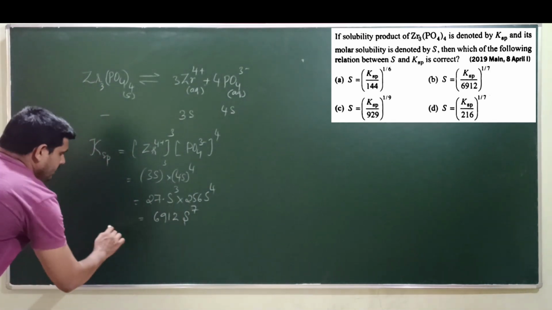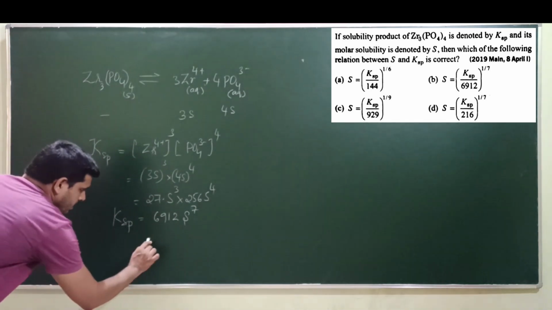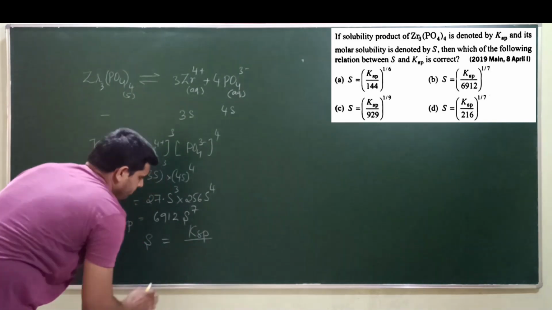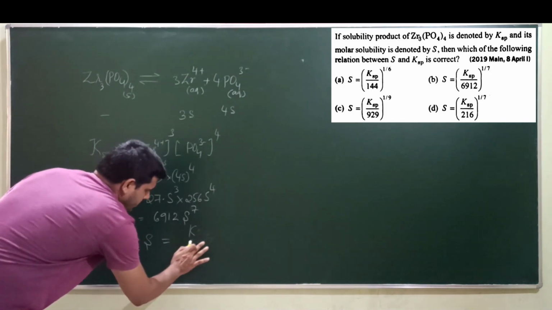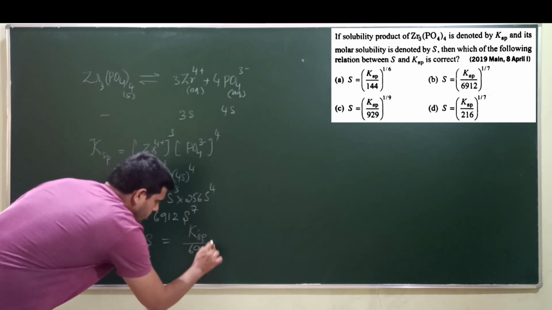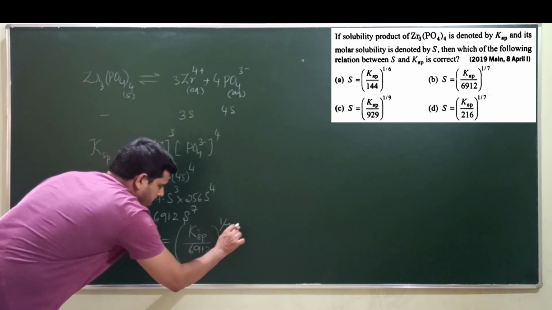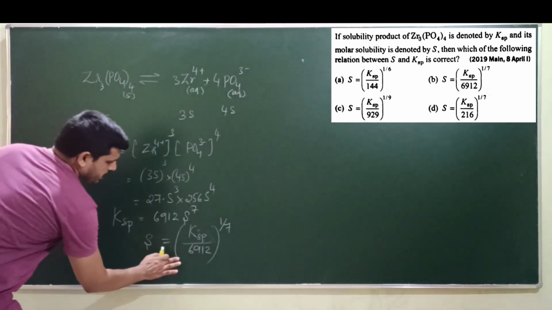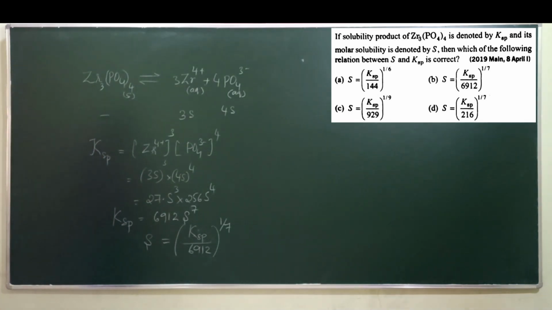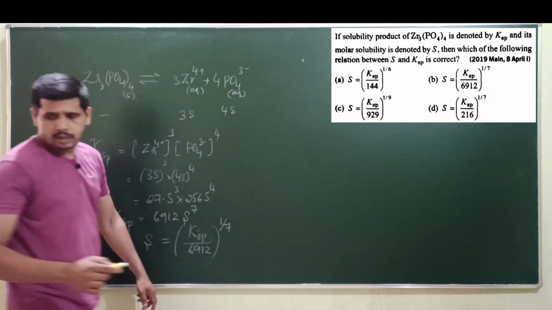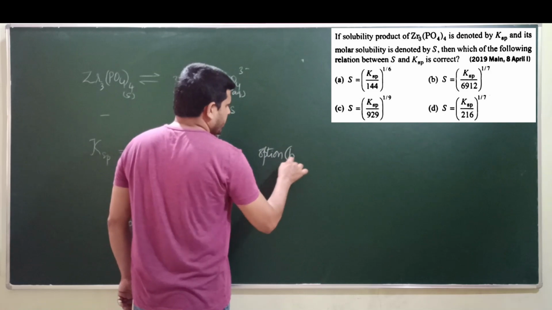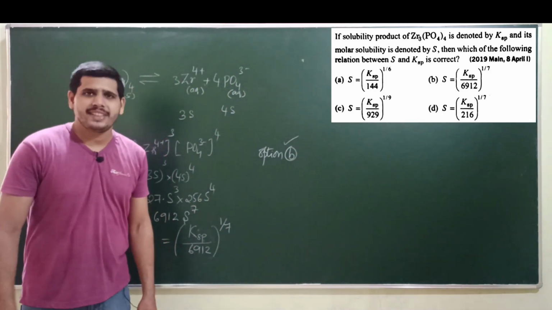Okay. Now as a result, I can write solubility as solubility equal to solubility product divided by 6912, whole to the power 1 by 7. Hope you can see this. KSP divided by 6912 whole to the power 1 by 7. So this will be your solubility product and solubility expression. So which option will give this answer, dear students? It is option B. Option B has to be selected in this case. That's it.